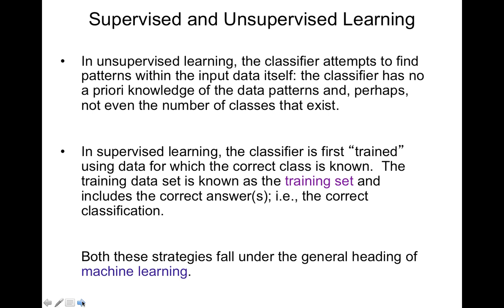So this is unsupervised learning. In supervised learning, the classifier is trained. So you take a data set for which you know the correct class, and then you use a training data set that includes the correct answers, in other words, the correct classification. So both of these strategies fall under the general heading of machine learning.